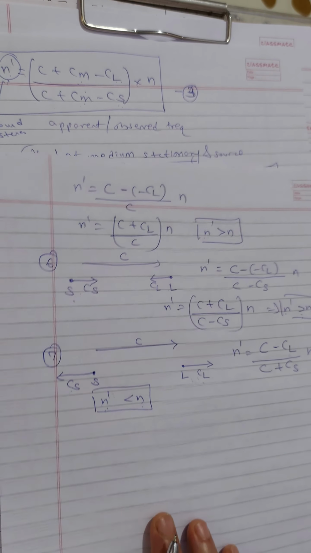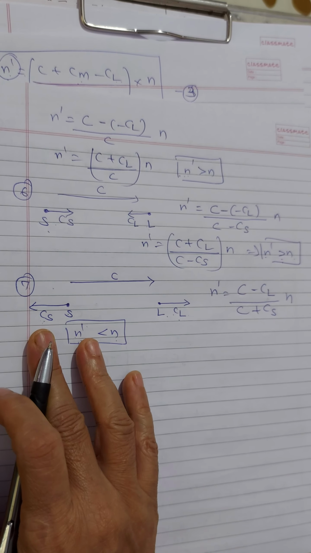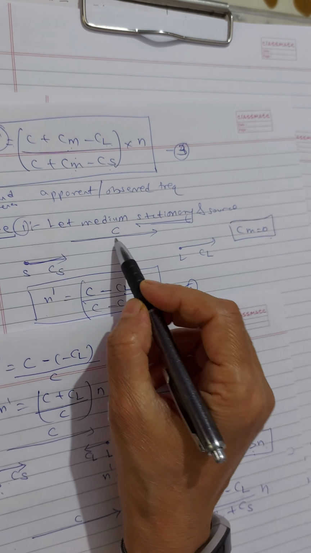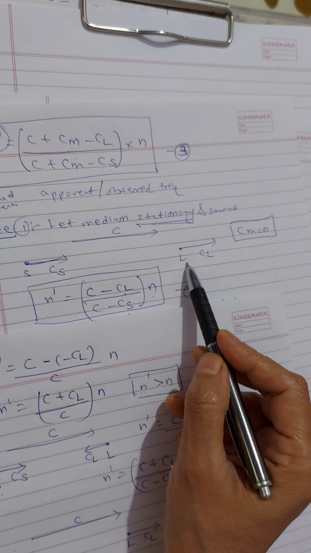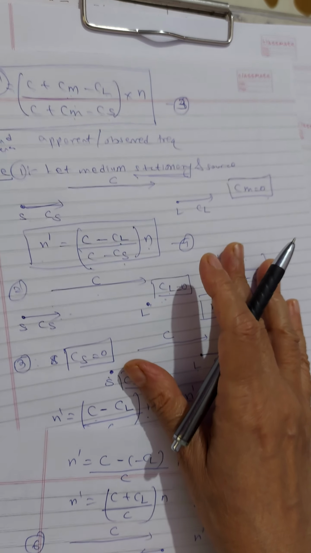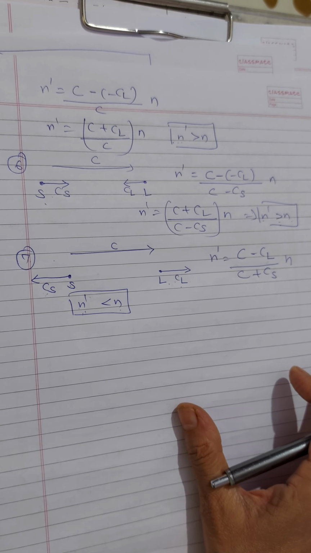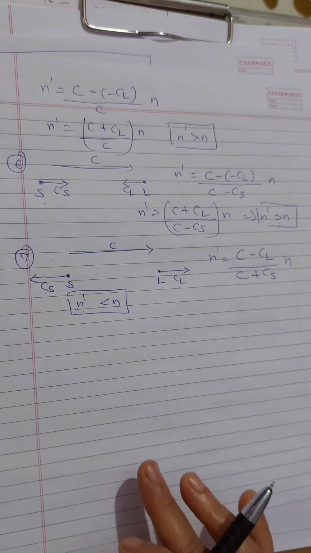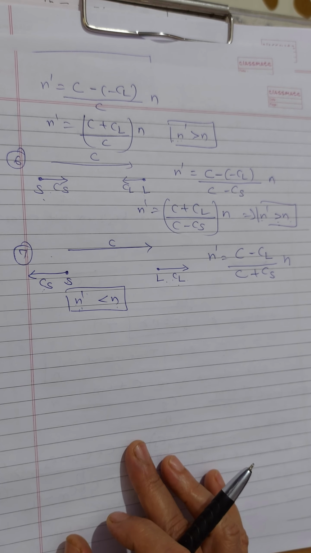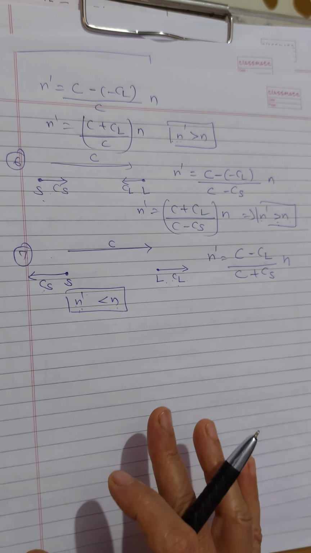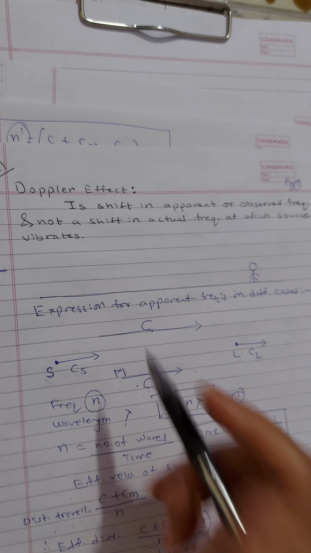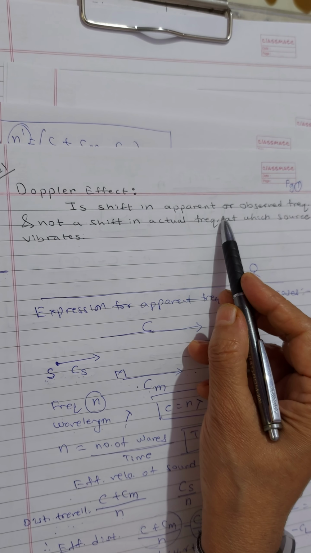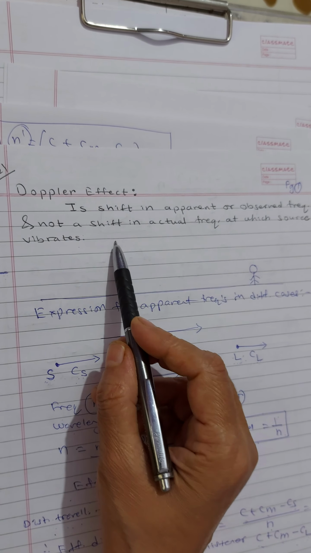So here in the first job we have seen a total of 7 cases, taking the medium as stationary and depending on the motion of the source and listener, either in the same direction or opposite direction and so on. So all 7 cases are very, very interesting. Okay, in the next lecture we'll try and cover 2 more topics of the Doppler effect itself. The Doppler effect as such is very interesting, only you should understand the meaning of apparent frequency or the observed frequency, which itself is the definition of the Doppler effect. A shift in apparent frequency is basically the Doppler effect and not a shift in the actual frequency.